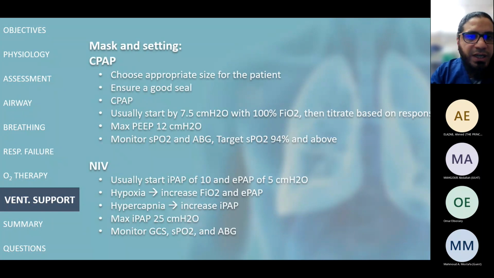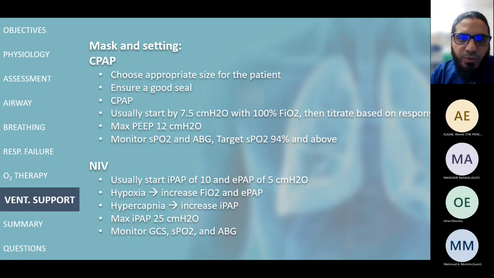This is a general idea about how to use these different modules of ventilatory support. Using the CPAP, as I said earlier, you can use a tight mask or a hood. So you have to choose the appropriate size for the patient and ensure that the device has a good seal and is not leaking.